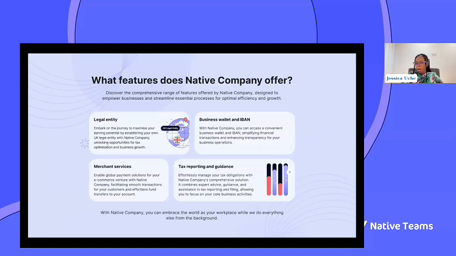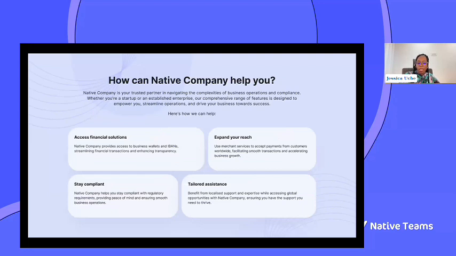What features come with this? The business wallet and IBAN. When you send out your invoices, when you send out your payment requests, when you're doing your tax filings and reporting and optimization, everything is connected to your business name. Mariana will tell us more about tax reporting and guidance in a minute. We enable global payment solutions for your e-commerce ventures. So if you're someone who sells things on eBay or Shopify, this is exactly the plan that you need to get.